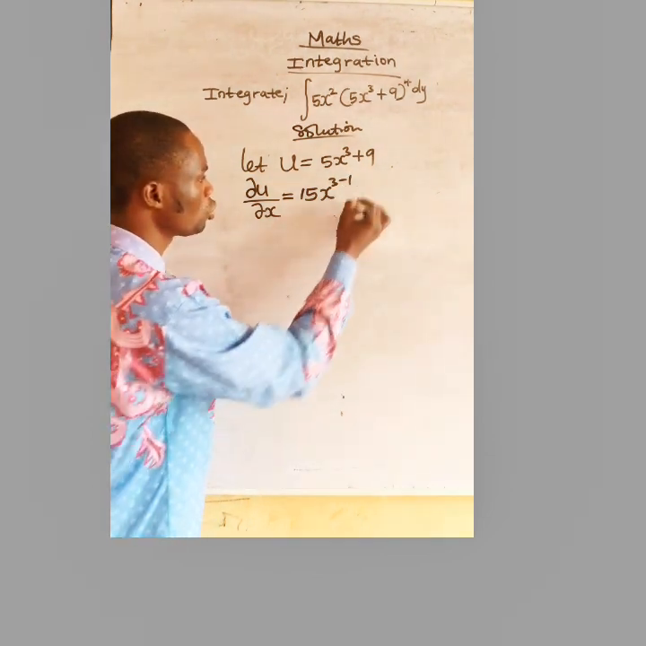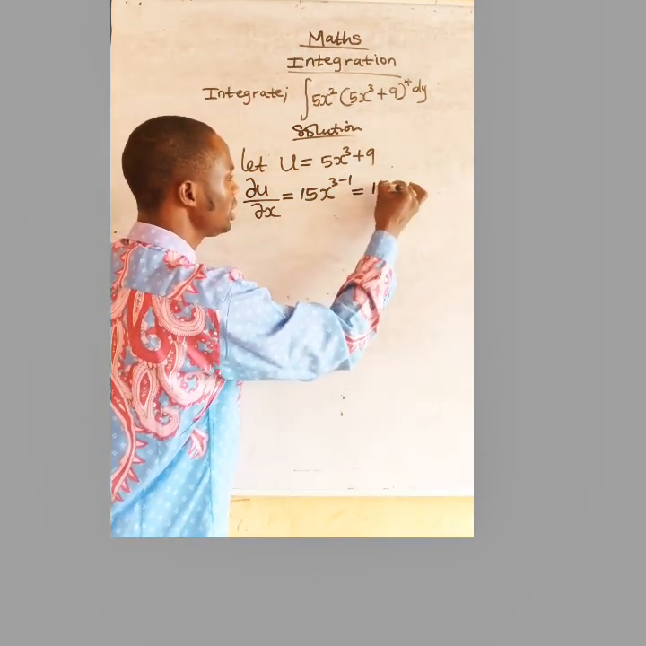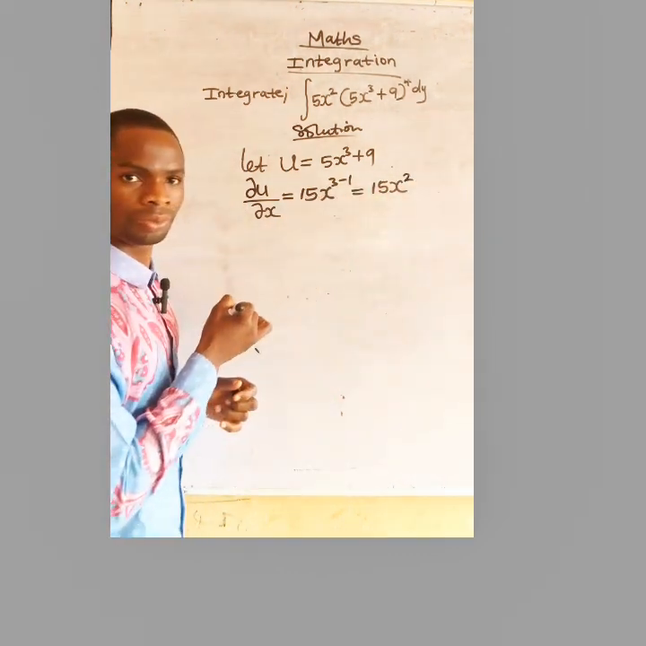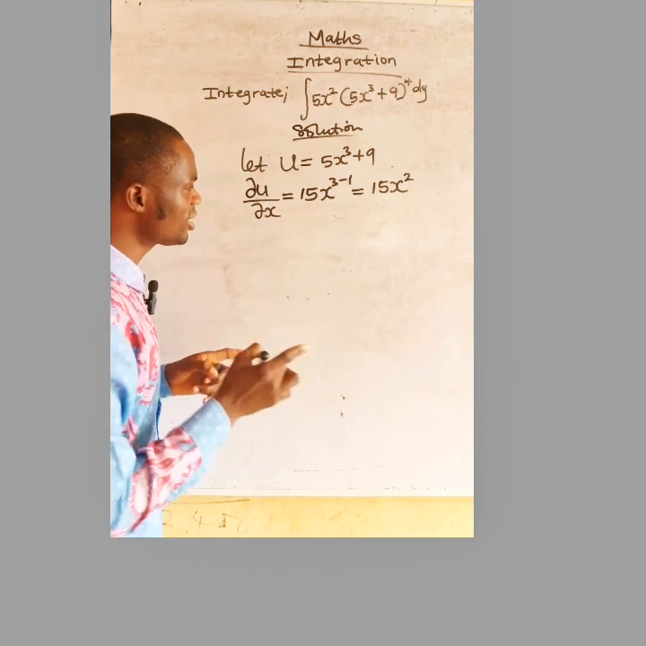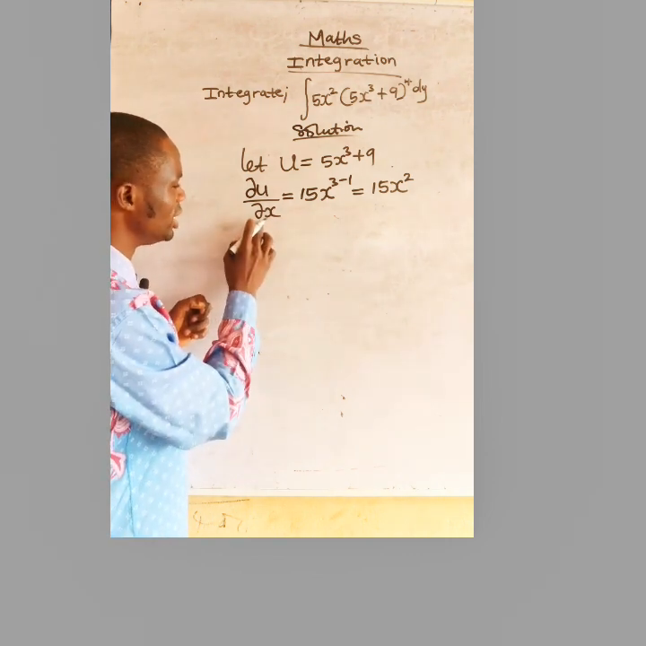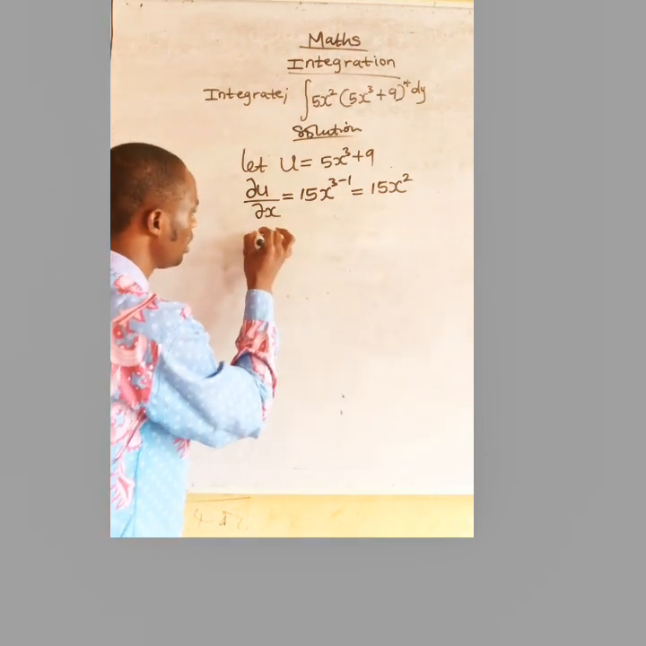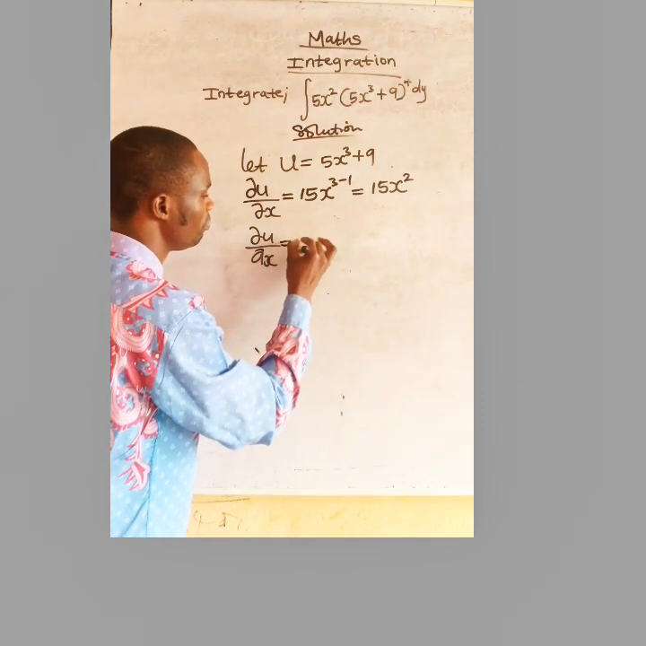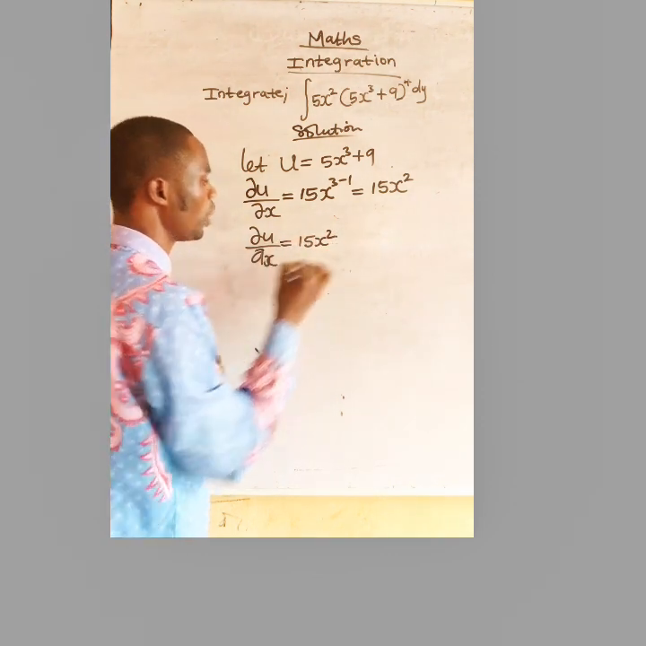So in this now, we are going to have 15x raised to power 3 minus 1, which will give us what? 2. Are you seeing that now? Then the next thing now is to get our dx. Let's bring this now as our du over dx. That will give me 15x squared.